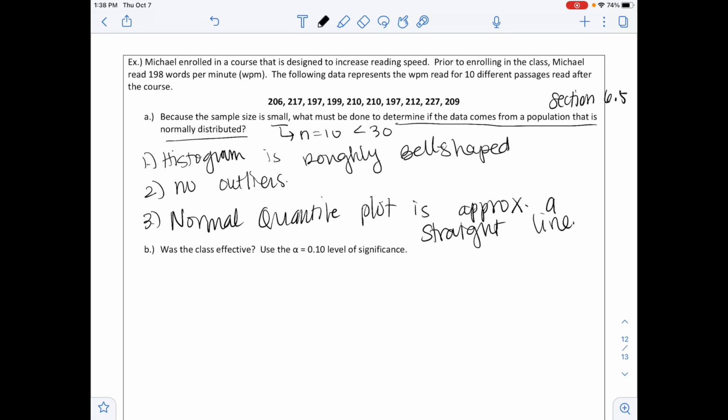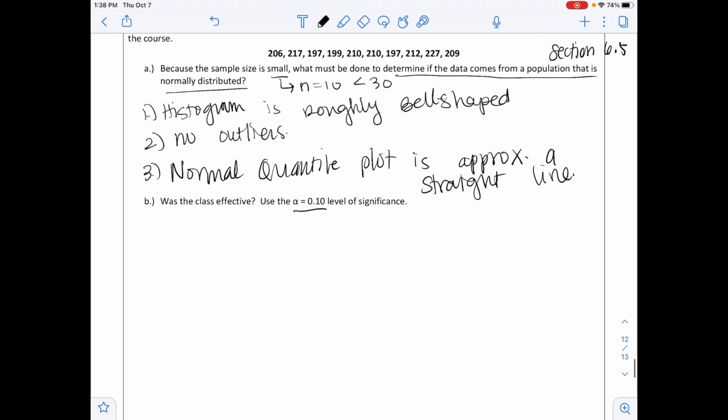Part B says, was the class effective? Use the alpha equals 0.10 level of significance. So in order to test this, we need to first write down our null and our alternative hypotheses. So we're talking about reading speeds, and so we would say the mean reading speed, mu, with an equal sign here. And it does say that Michael read 198 words per minute prior to enrolling in the class, so this would stay at 198. But it says, is the class effective? If it's effective, that means that he improved his reading speeds, and so he'd be reading more than 198 words per minute.